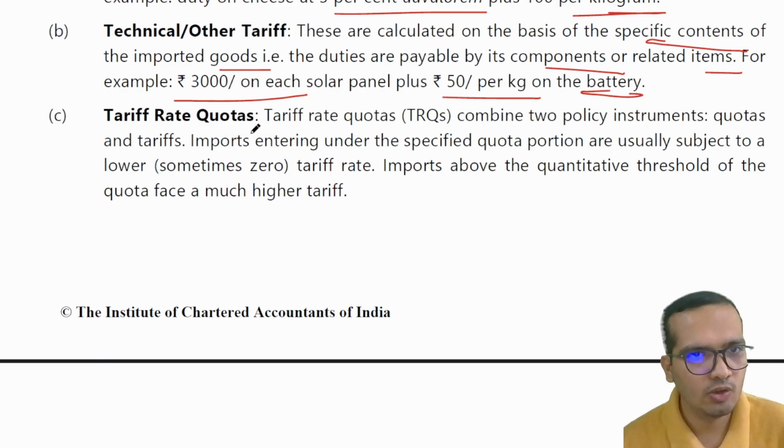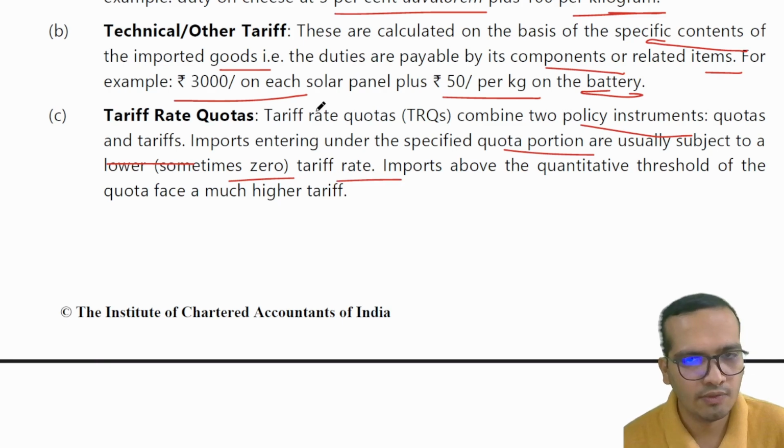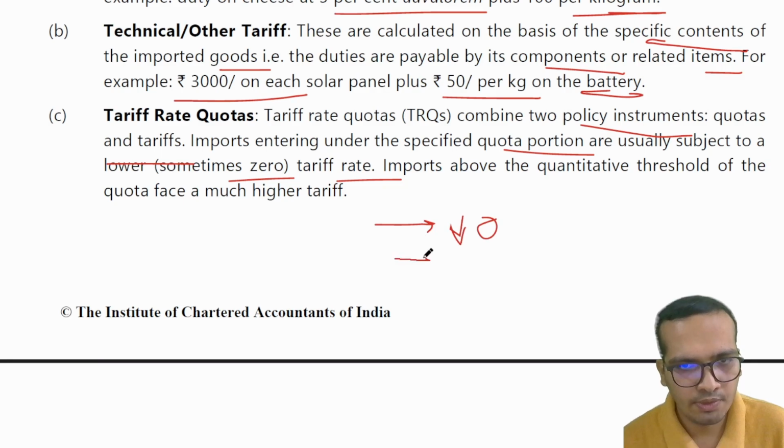फिर आता है टैरिफ रेट कोटास. Tariff rate quotas, TRQs, combine two policy instruments, that is quotas and tariffs. So imports entering within a specific quota portion are usually subject to a lower, sometimes zero, tariff rate. Imports above the quantitative threshold of the quota face a much higher tariff. मीन्स एक लिमिट तक इम्पोर्ट में भी आपको लोअर टैरिफ लगेगा या फिर ज़ीरो लग सकता है, और वो लिमिट के ऊपर आपने एक्सपोर्ट या इम्पोर्ट किया तो आपको हायर टैरिफ लगेगा.